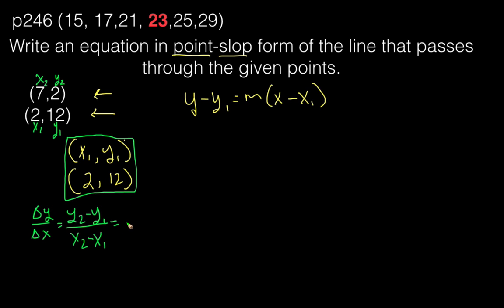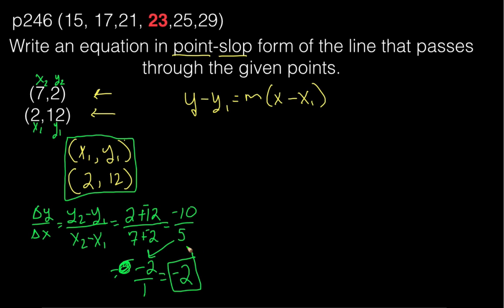Now my y2, that's 2 minus 12 over 7 minus 2. 2 minus 12, I can say 2 plus a negative 12. That's going to be a negative 10. And then 7 minus 2 is a positive 5. And if I simplify this, it comes out to be negative 2 over 1, and that would be a negative 2. So then my slope is negative 2, and then here are my x sub 1, y sub 1.